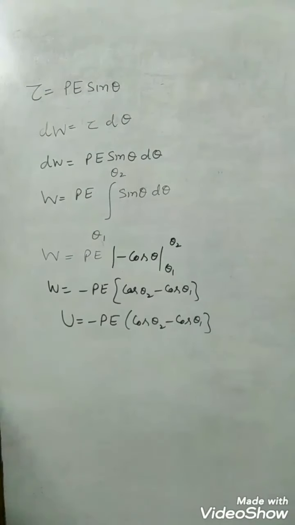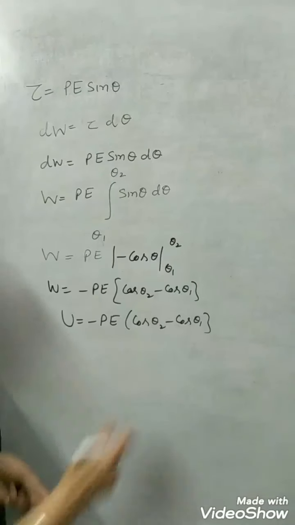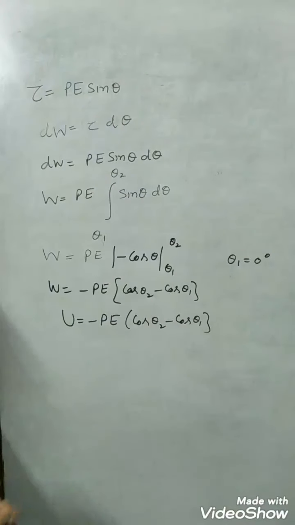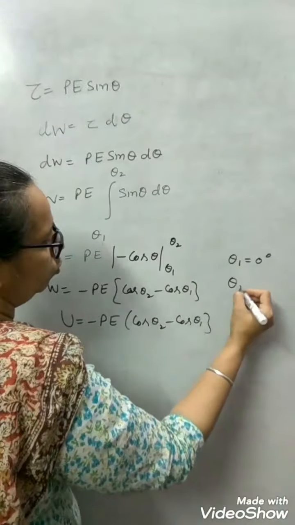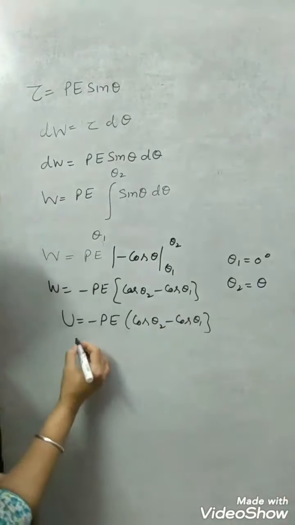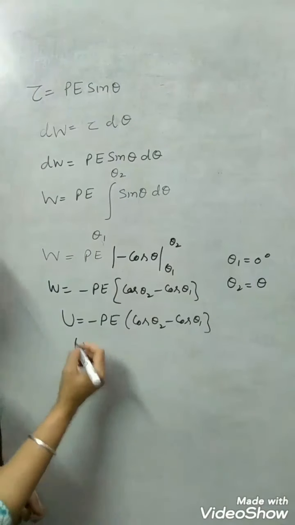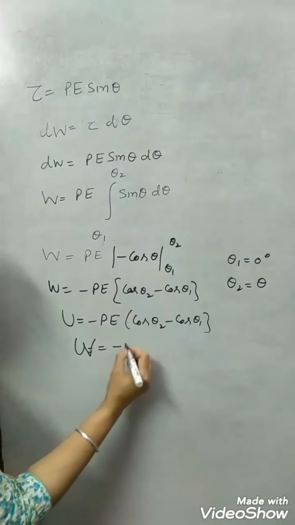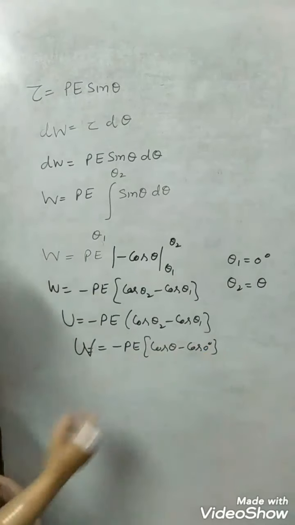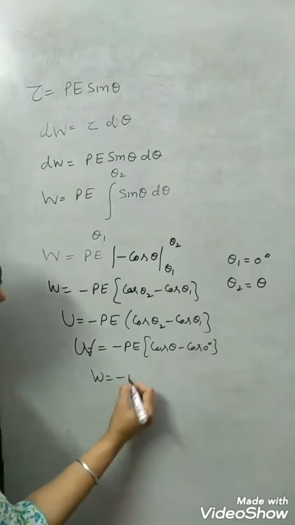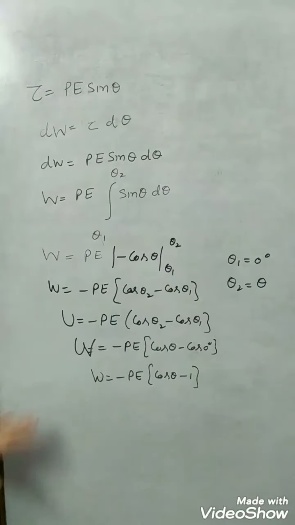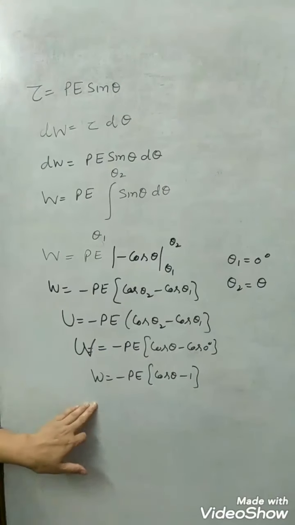If initially the dipole is aligned parallel to the electric field, that means theta 1 is 0, and theta 2 is at any angle theta. Then the work done is written as minus PE (cos theta minus cos 0), and the work done will be minus PE (cos theta minus 1). We can say that this work done is again the potential energy.